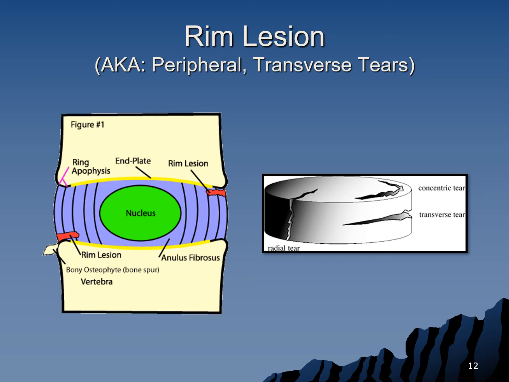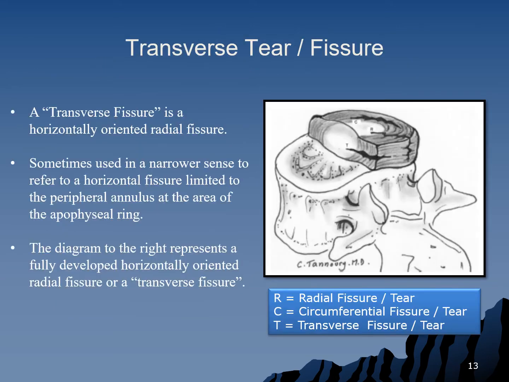And then we have transverse tears, and a transverse tear is a tear that has the potential to split the disc in two, having a cephalad and a caudal section. And there's a good example of a transverse tear. It's basically a horizontally oriented radial fissure, and you can see it right over there. Transverse tear or fissure.